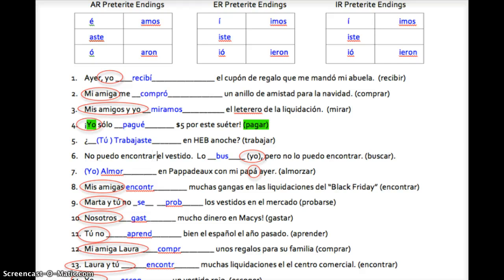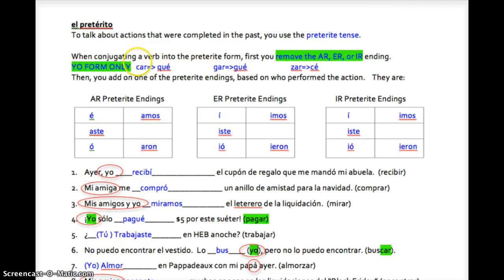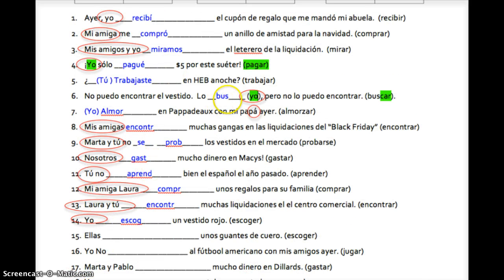Next one. Again, this is a car verb. It ends in car, and it is the yo form. So that means I'm going to change the car out and put qué. So that would be how I finish that one off. Let me move that guy out of the way.